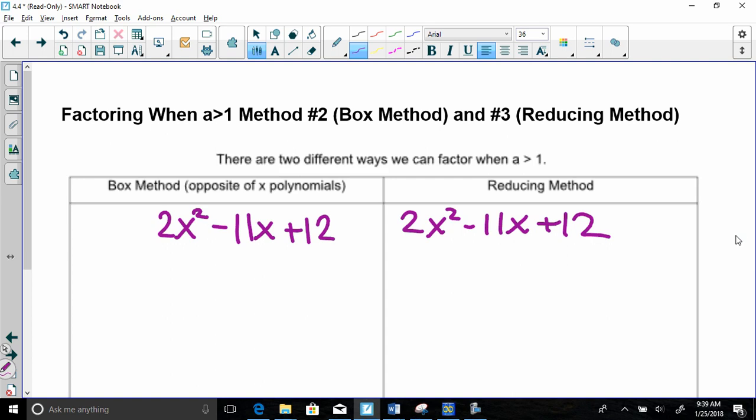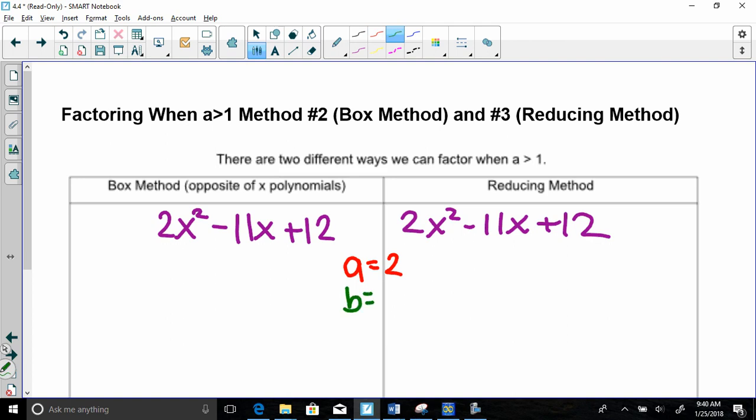So when we factor when a is greater than 1, that means this letter right here is bigger than 1. So that means we divide it. The GCF, there is no GCF, so I know that a is going to be what here? What's my a? 2, right? So write that down. A equals 2. Jordan, what does b equal? Negative 11. And Gabby, what does c equal?